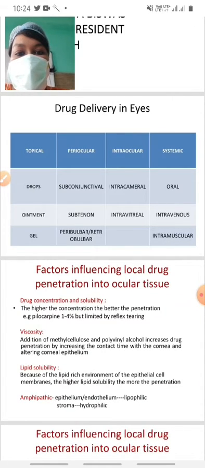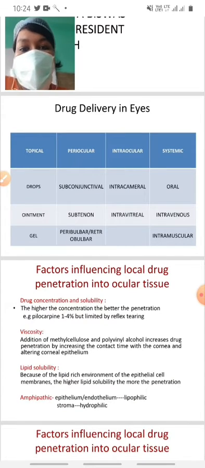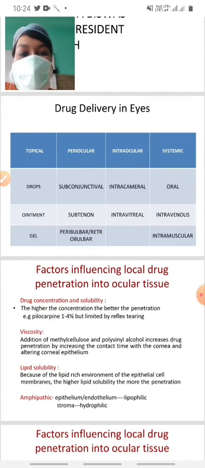In periocular injections we can either give it subconjunctivally or by a subtenon route or peribulbar or retrobulbar route, and in the intraocular route we can give it via intracameral injection, where we give the injection directly into the anterior chamber of the eye, and also intravitreally into the vitreous cavity directly. And the other method is the systemic route, which means we are giving it via tablets, that is the oral route, and intravenous injections and intramuscular injections.